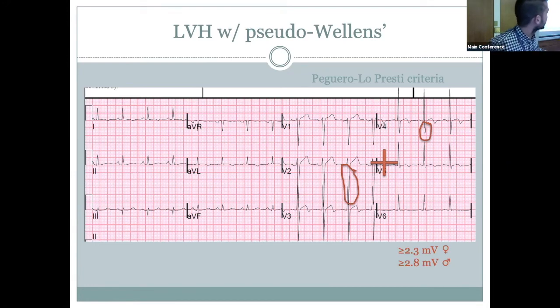And if it's greater than or equal to 2.3 millivolts in women or greater than or equal to 2.8 millivolts in a male patient, that is pretty sensitive and specific for LVH. So it operates a little bit better than the other criteria that we have for diagnosing LVH. This is not a lecture on LVH, it just explains the EKG and why this is pseudo-Wellens and not Wellens. This patient actually had cath lab activation and had clean coronaries, or no culprit lesion.